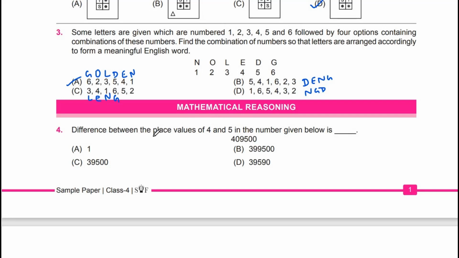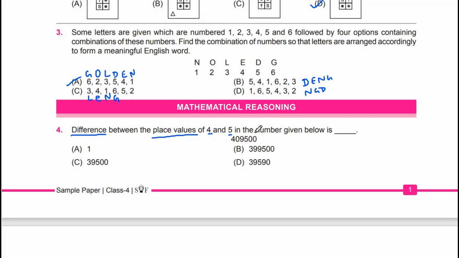Difference between the place value. So here the place value comes of 4 and 5 in the number given below. So you have to find the place value of 4 and 5 in the number given below and find the difference. So I am highlighting the important words, the keywords, so that it is easy for you to understand. So first we have to find the place value of 4 and 5 and then find the difference. So difference means always subtraction.